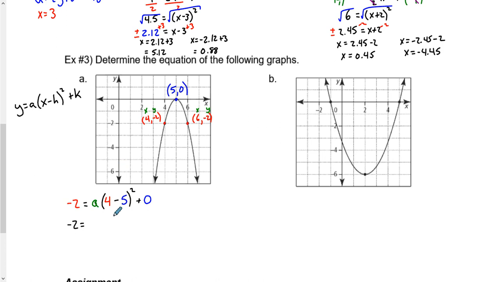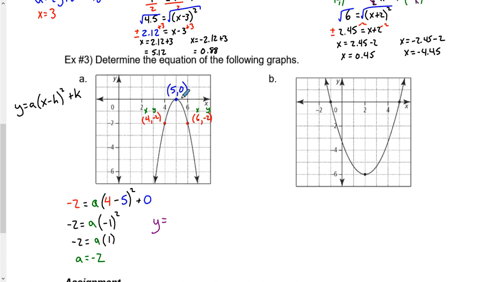Our a value is our unknown, but 4 subtract 5 is -1. Adding 0 really does nothing to it. -1 squared is 1. It's kind of redundant to divide by 1, because no matter what, a is going to come out as -2. Again, you may have been able to read that straight from the graph. Great for you. I would expect that you're able to manipulate and solve for that a value.